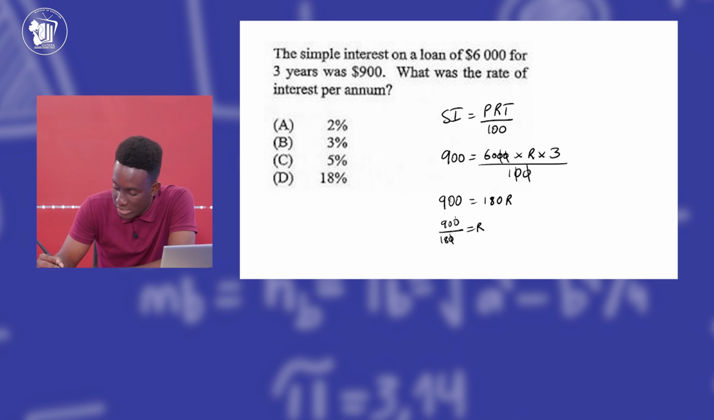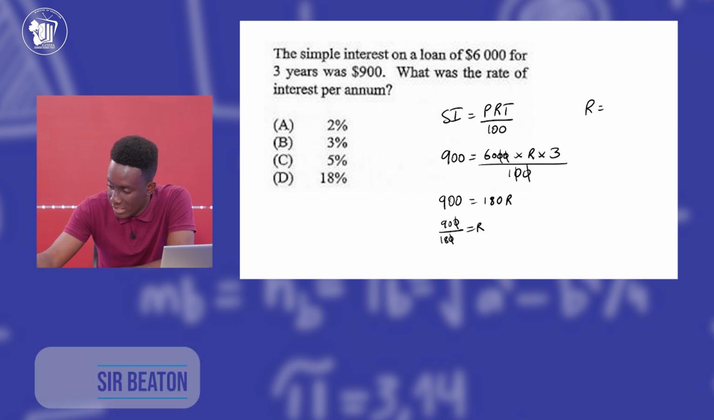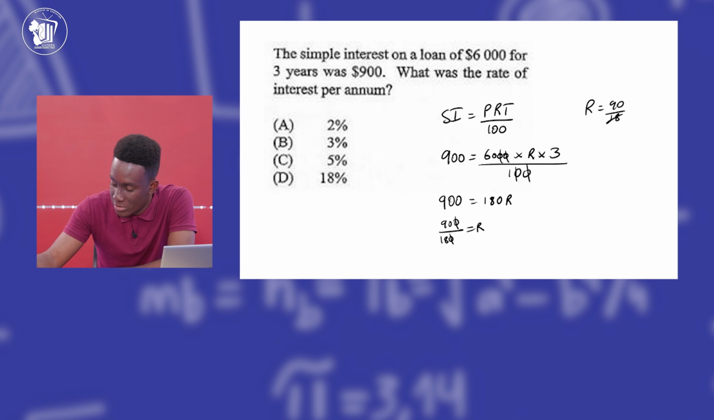So this 0 goes with that 0 immediately. And we can see the rate is equal to 90 over 18. So we can break this down further. 18 divided by 2 is 9, and 90 divided by 2 is 45.